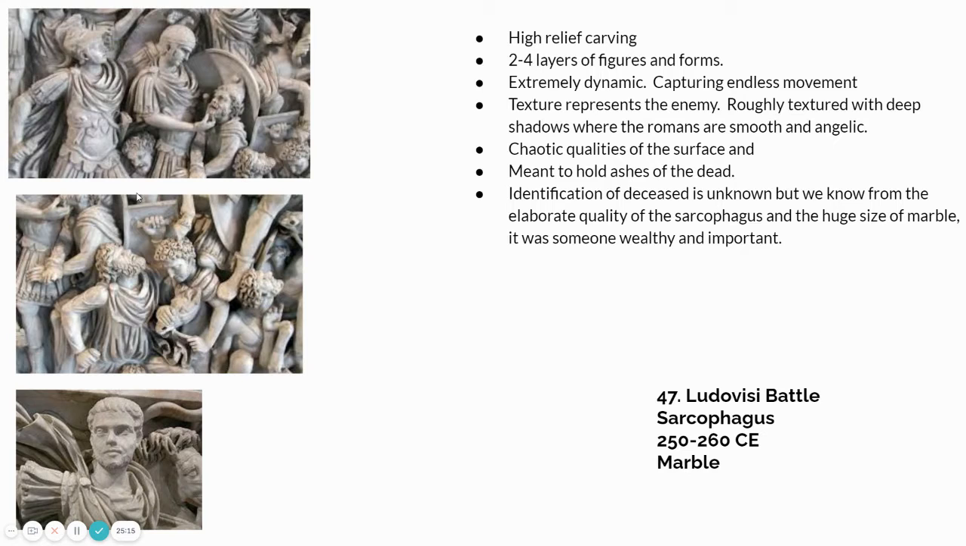We talked about the use of texture. Texture here is not only indicative of the beauty of this skillful carving, and you look at all the drapery and all of that, but the texture is also symbolic, okay? It's used as a way to represent and distinguish the Romans from the Goths, okay?